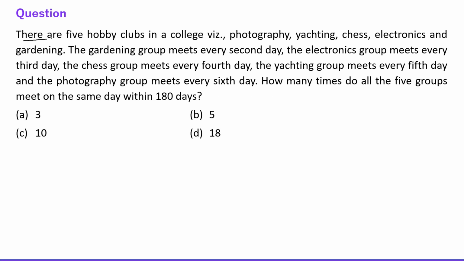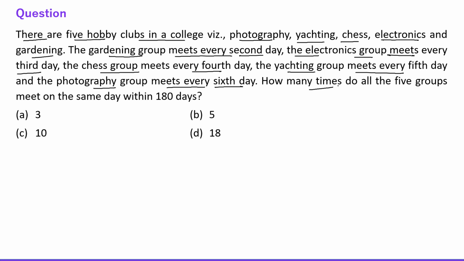Next question says there are 5 hobby clubs in a college: photography, yachting, chess, electronics, and gardening. The gardening group meets every second day. The electronic group meets every third day. The chess group meets every fourth day. The yachting group meets every fifth day. And the photography group meets every sixth day. How many times do all the 5 groups meet on the same day within 180 days?